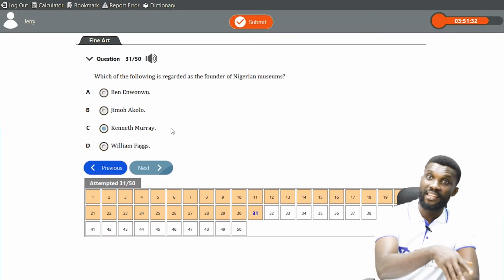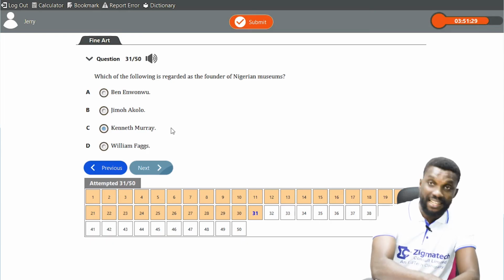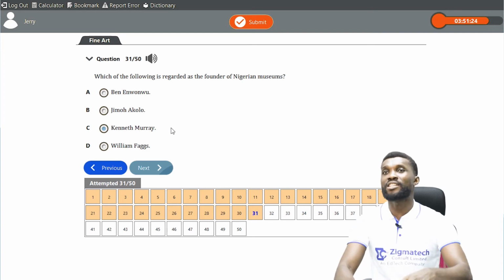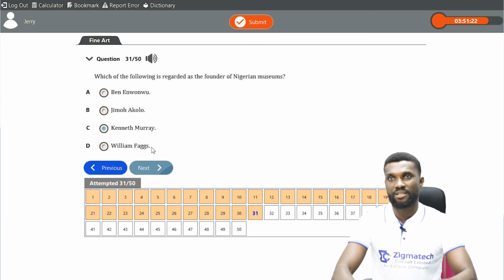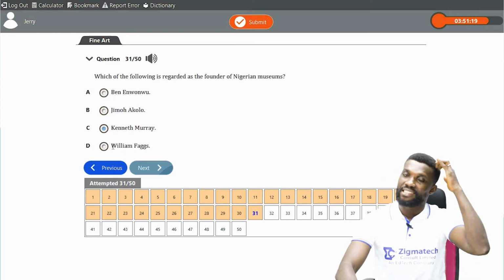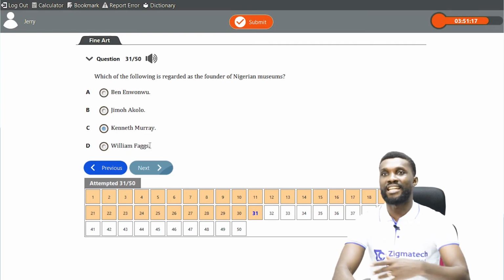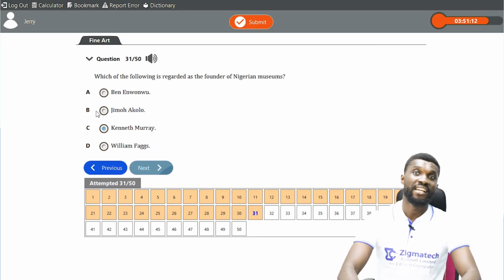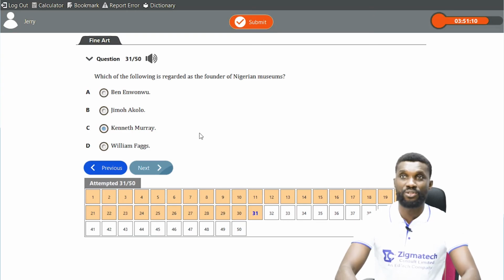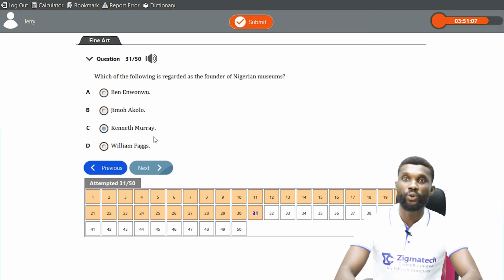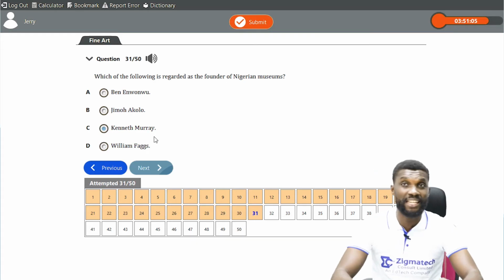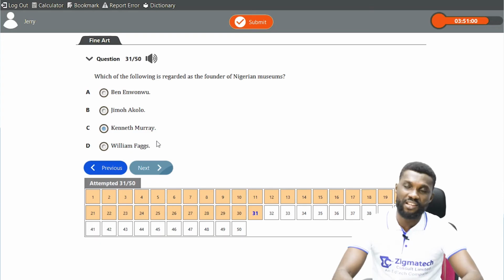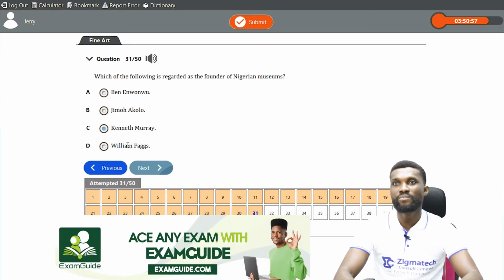while Aina Onabolu is regarded as the father of art in Nigeria. I don't know who is called William Fagg. If we had Bernard Fagg, then he is one of the founders of museum in Nigeria. However, since Bernard Fagg is not here, the very person that is the father or founder of museum in Nigeria is Kenneth Murray. He's a white expatriate that was brought in by the father of art in Nigeria, Aina Onabolu. Therefore, our answer for this question is C.